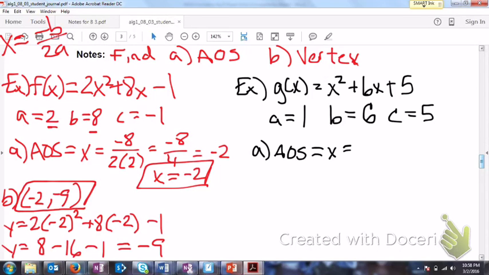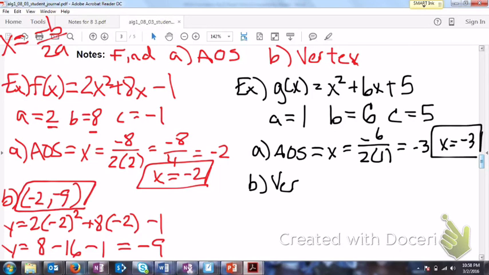x equals negative b over 2a, so negative 6 over 2 times 1, which is negative 6 divided by 2, or negative 3. So x equals negative 3 would be that vertical line at negative 3. Part B, we want to find the vertex. Well, I know it's at negative 3. What's the y value? I got to plug it in. y equals, plug in negative 3. Make sure you put it in parentheses.